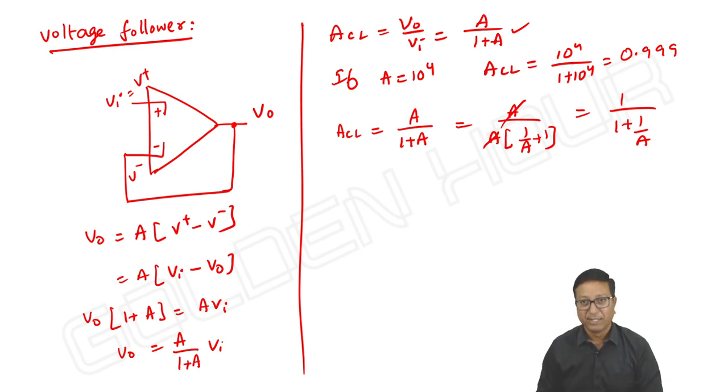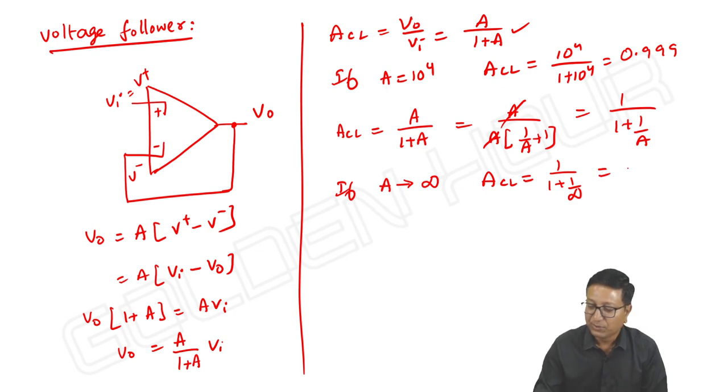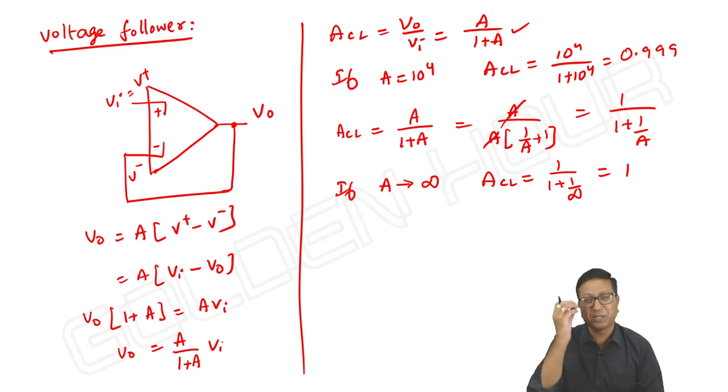numerator. So if the open loop gain A is approaching infinity, then the closed loop gain is 1 by 1 plus 1 by infinity. 1 by infinity is 0. So 1 by 1 plus 0, it is 1. Absolutely. That's it, it's all about how you make things simple. That's why I follow this approach.